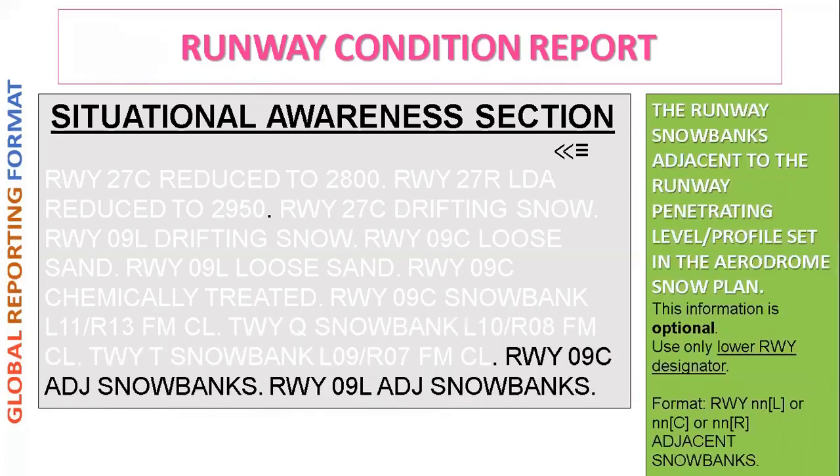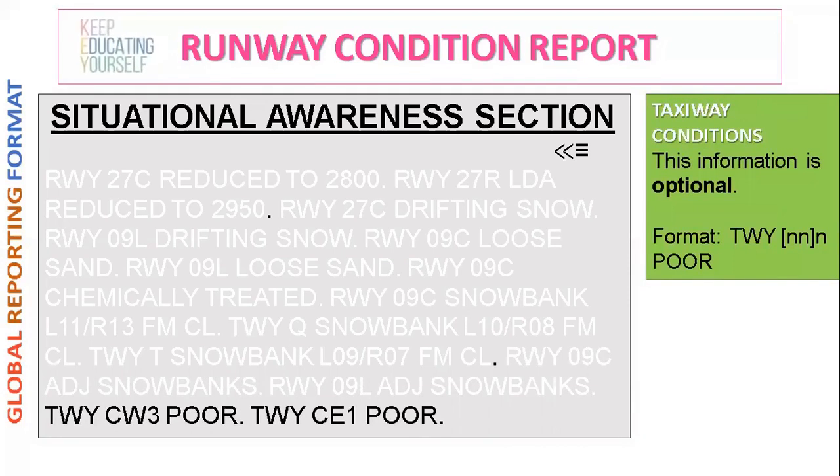So this is the format. Now, runway snowbank adjacent to the runway penetrating the level profile set in the aerodrome snow plan. If this is the condition, then we have to mention it here, all in sequence. So runway space 09 Charlie adjacent snowbanks full stop. That's simple. Runway 09 Lima adjacent snowbanks full stop. Then taxiway conditions we have to mention, this is optional.